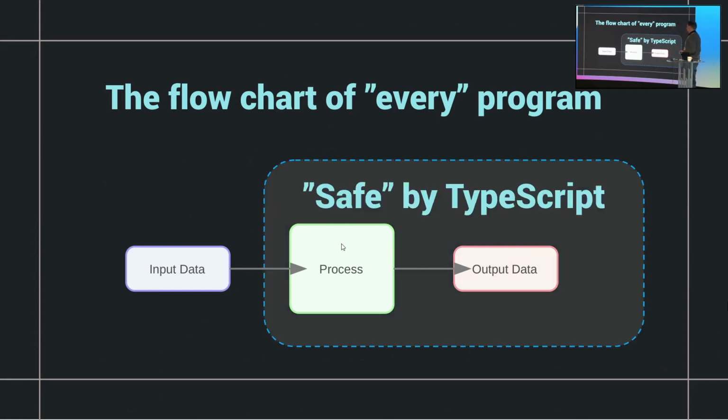Now, what TypeScript can help us with is all things that happen in the process. All that is safe, right? Because it's our types, and that's checked while compiling. The output data is also kind of safe because everything we push out from the program is based on the types that we built while we were building the program, so we don't have to worry about that. That's cool.